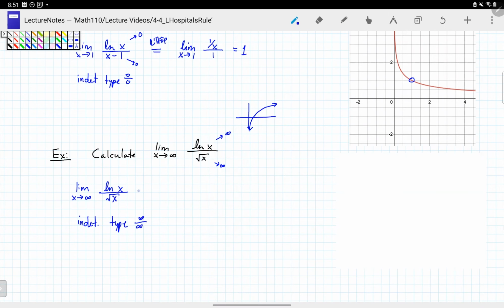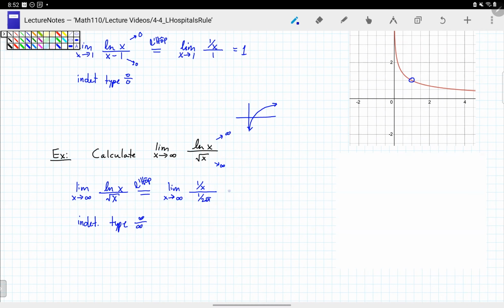So this is equal, under L'Hopital's rule, to the limit as x goes to infinity of the derivative of natural log of x, which is 1 over x, divided by the derivative of square root of x, which is 1 over 2 square root of x.